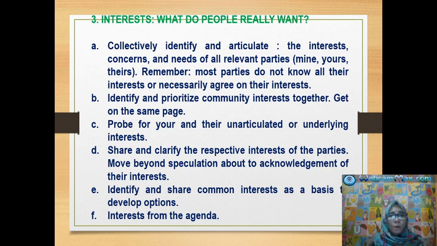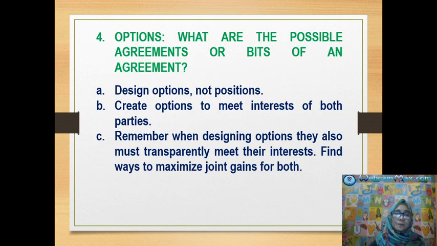C. Probe for your and their unarticulated or underlying interests. D. Share and clarify the respective interests of the parties. Move beyond speculation about their interests to acknowledgement. E. Identify and share common interests as a basis to develop options. And the last one, F. Interests for the agenda. Next.